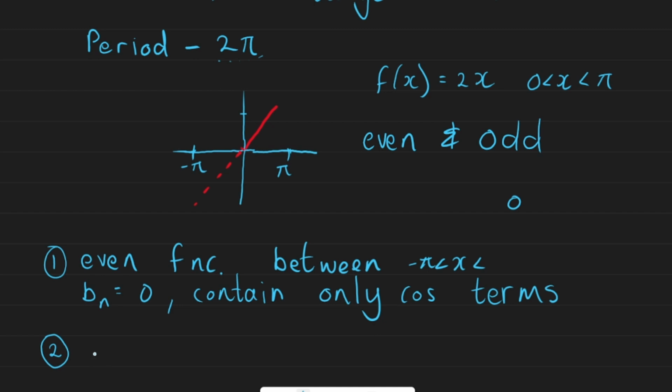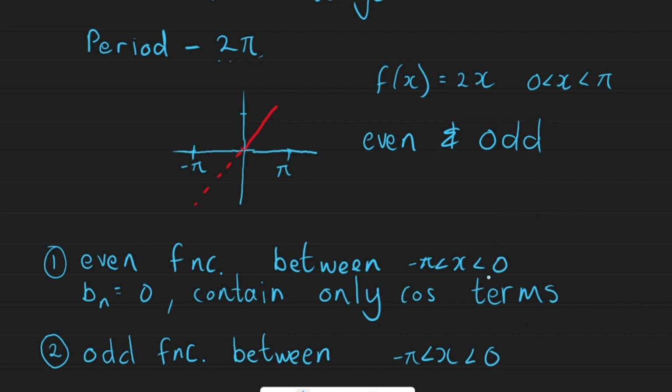So in that instance, an would equal 0. So we would assume an odd function between, x is between minus pi and 0. That would mean that an would equal 0, and then we would have only sine terms.